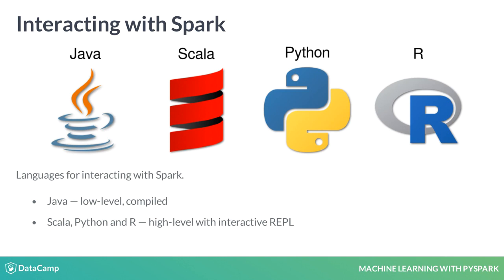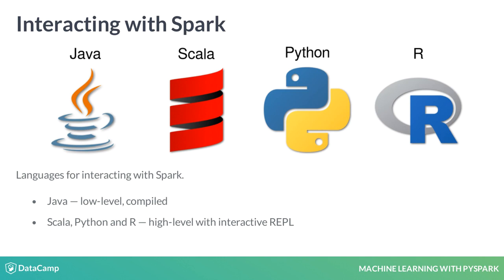Each of these languages has advantages and disadvantages. Java is relatively verbose, requiring a lot of code to accomplish even simple tasks. By contrast, Scala, Python, and R are high-level languages which can accomplish much with only a small amount of code. They also offer a REPL, or read, evaluate, print loop, which is crucial for interactive development.